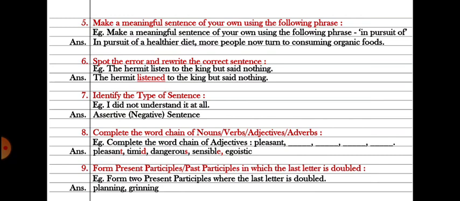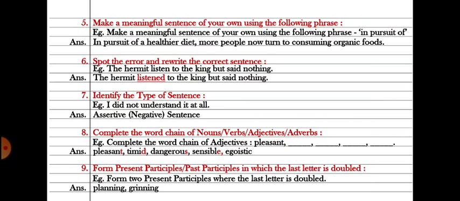An adjective is basically a describing word that describes a noun or a pronoun. An adverb is basically a word that modifies a verb, an adjective, or another adverb. Let's have a look at the example. Complete the word chain of adjectives. The first word is given to you, pleasant, and then there are 4 blanks.